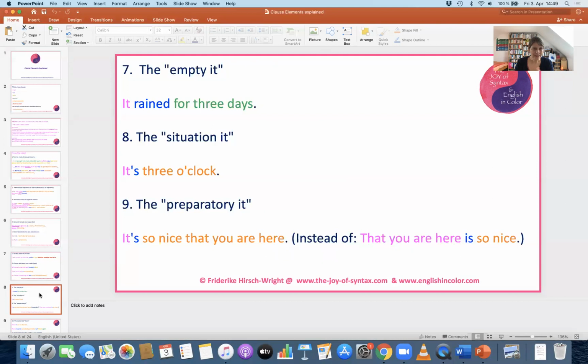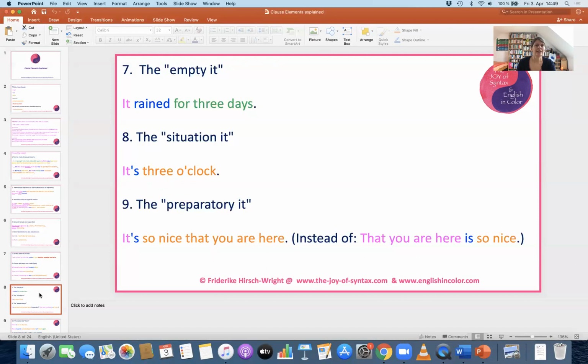And the situation it is also a kind of dummy subject. It is a grammatical subject that does not refer to a person or thing or a circumstance that was explained earlier. It's simply the situation is that it's 3 o'clock. So it's sometimes called a situation it, but both the empty it and the situation it are forms of dummy subjects. So grammatical subjects that we simply use so that the clause has a subject.